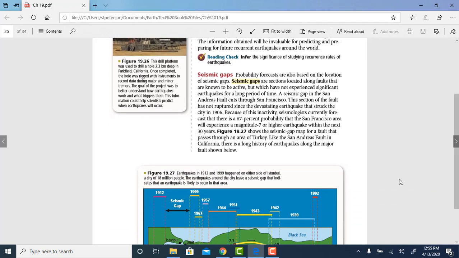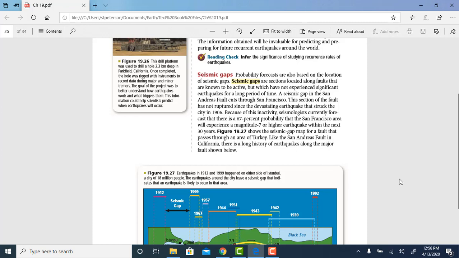Seismic gaps. Probability forecasts are also based on the location of seismic gaps. Seismic gaps are sections located along faults that are known to be active, but which have not experienced a significant earthquake for a long period of time. A seismic gap in the San Andreas Fault cuts through San Francisco. This section of the fault has not ruptured since the devastating earthquake that struck the city in 1906. Because of this inactivity, seismologists currently forecast that there is a 67% probability that the San Francisco area will experience a magnitude 7 or higher earthquake within the next 30 years.